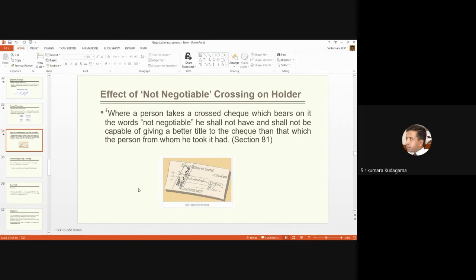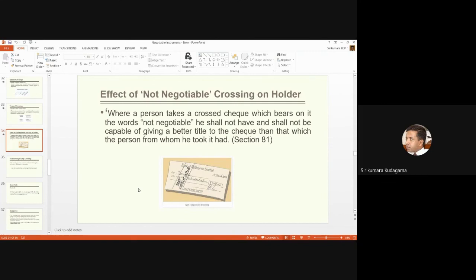So A got a check from somebody, A is the payee, A endorses this check which bears the crossing not negotiable, A endorses it to B. B gets what A had, and B gives what A gave him, right? So in the case of C, all what he gets is what B had, right? So all what B had was all what A had.